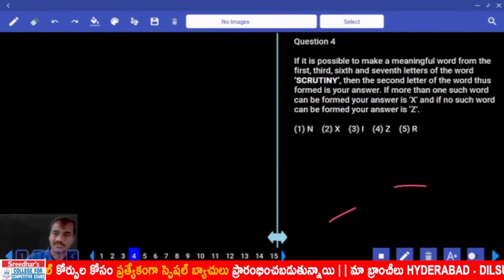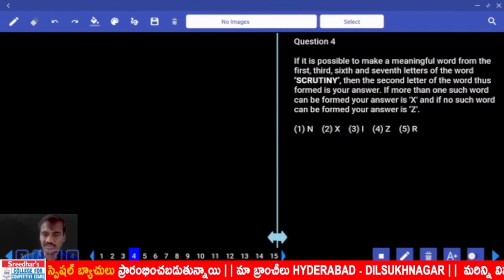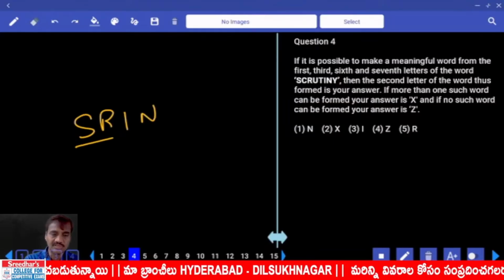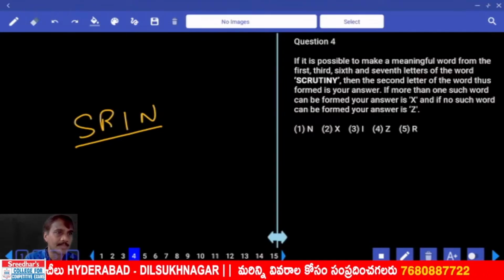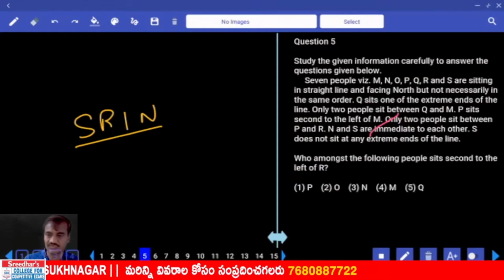Then coming to question number 4. Word formation, what are the letters we have? 1, 3, 6, 7. SRIN. Any word that can be formed? No. That means if there is no such word, Z is your answer, choice 4.